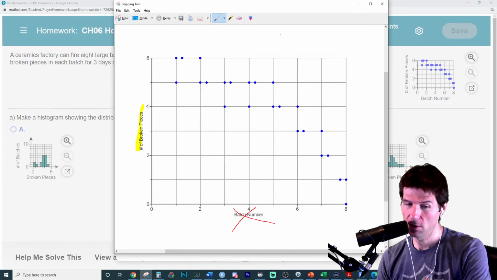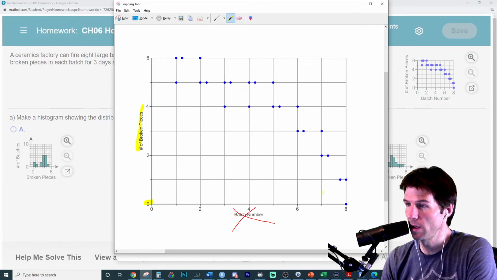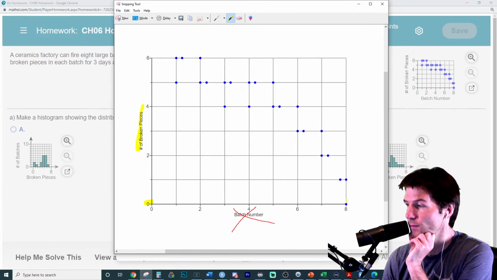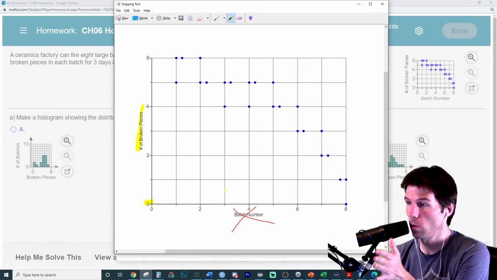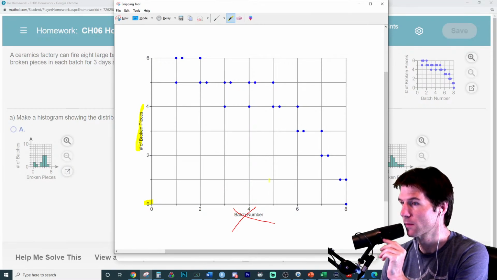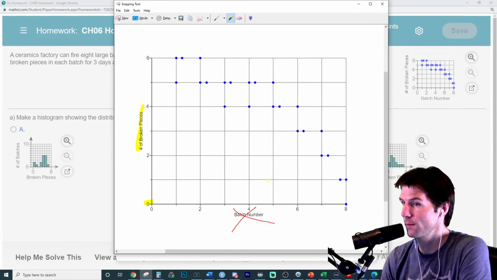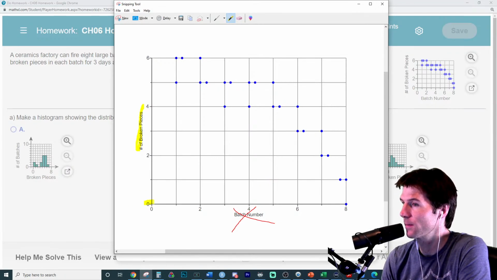Don't look at that. Let's go over here and look at batches with 0 broken pieces. How many batches had 0 broken pieces? Because we're not looking at the X variable, we're just looking at the Y. So just look over here, at what I've highlighted. How many batches have 0 broken pieces?